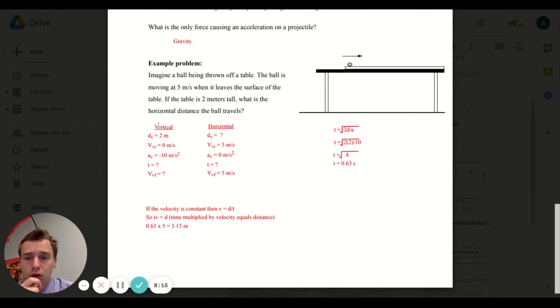Right? So for my vertical components, my height or my distance is 2 meters.